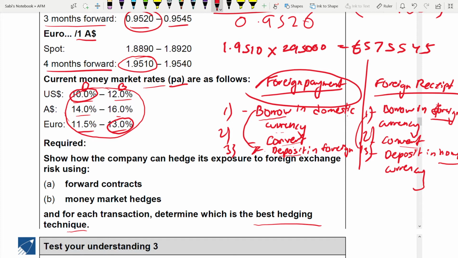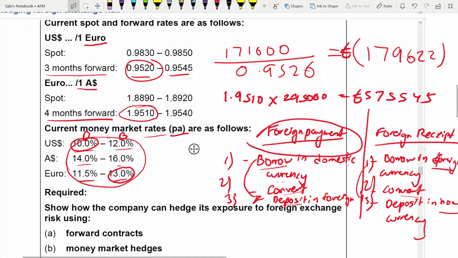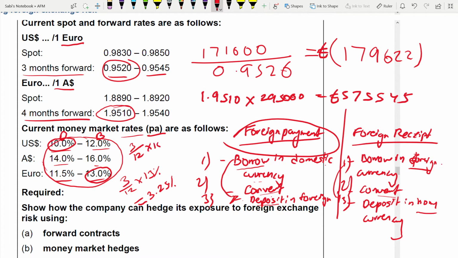If you take 3 months of 13%, it will be 0.325. Just take 3% of 13%, which will be 3.25%. Okay, and same you have to take 3 months because this is 3 months for 10%. How much will it be?